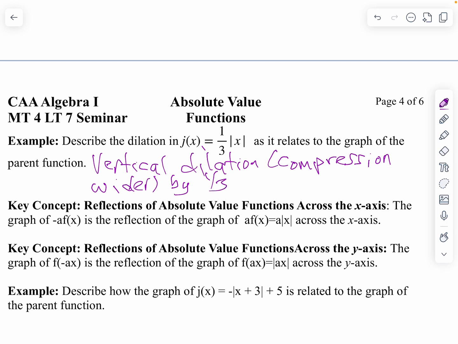Now, if you have a negative on the outside of your function, outside the absolute value, it's going to make it flip over the x-axis. So it's going to become upside down. If you have a negative inside, you're going to flip it across the y-axis. And when you flip it across the y-axis, since it's symmetric, it's going to look the same, because every point that's to the left is going to be on the right. But we should understand that we did actually do a reflection there.